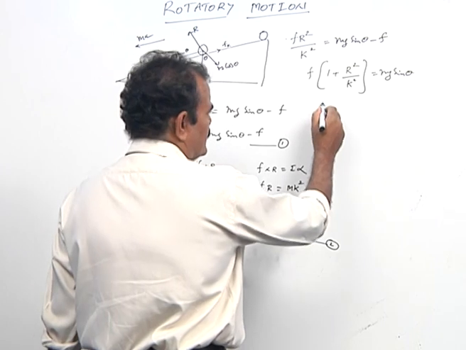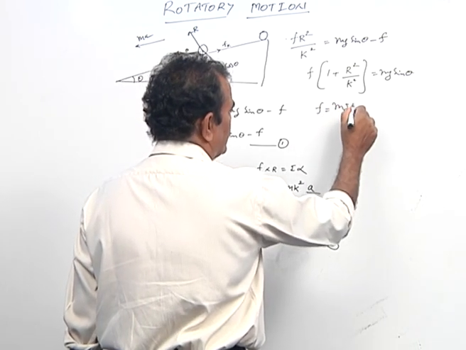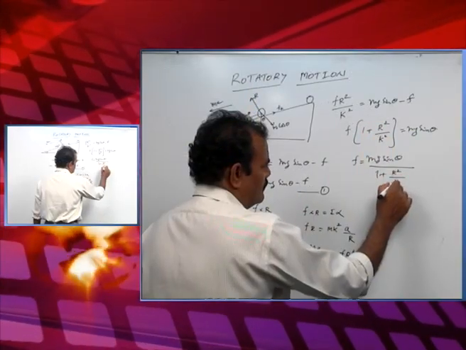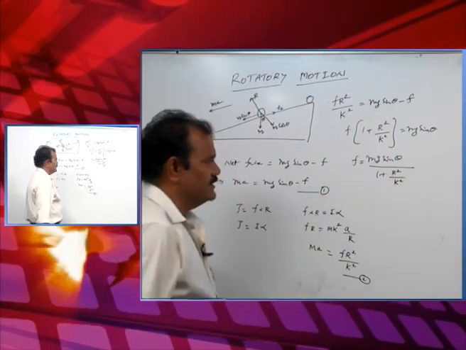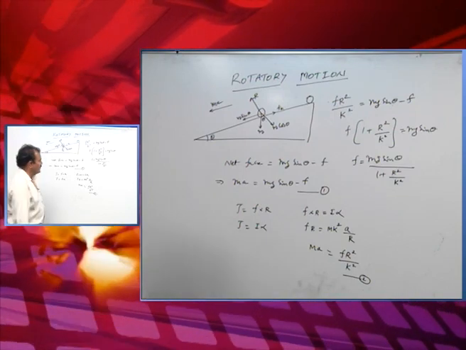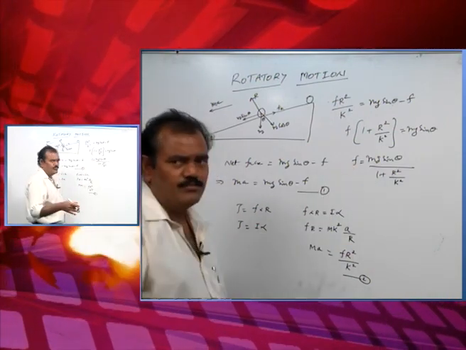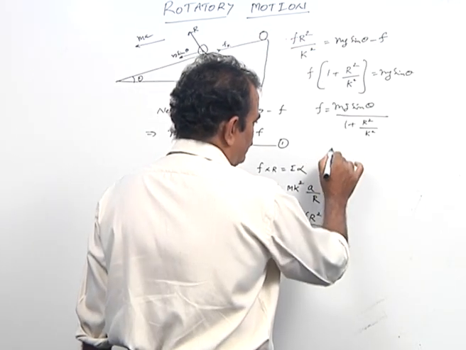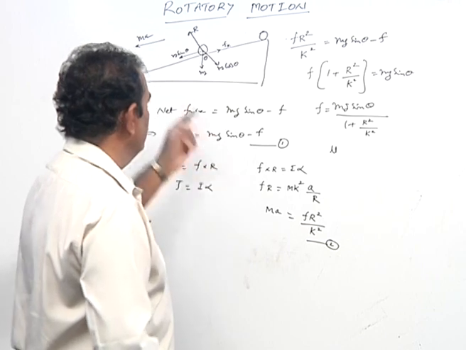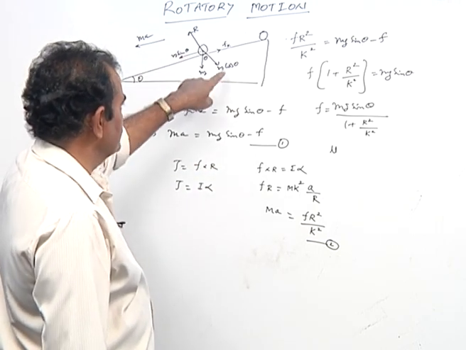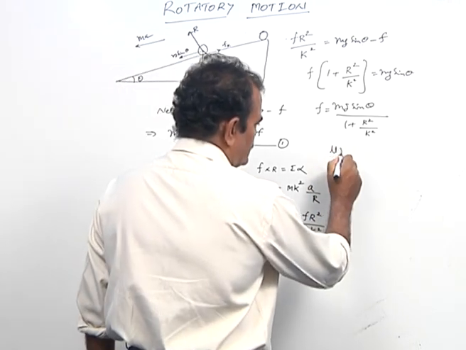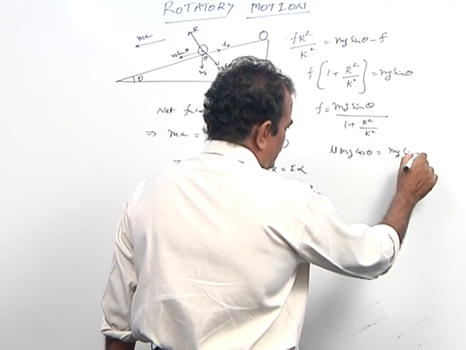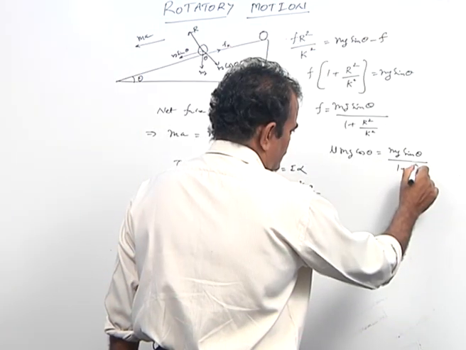And thereafter f is equal to mg sin theta by 1 plus r square by K square. And already you know f is nothing but mu R, and it is nothing but mu mg cos theta. So in place of the f, we can write mu and the normal reaction, and in place of the normal reaction, mg cos theta will come. So mu mg cos theta is equal to mg sin theta by 1 plus r square by K square.